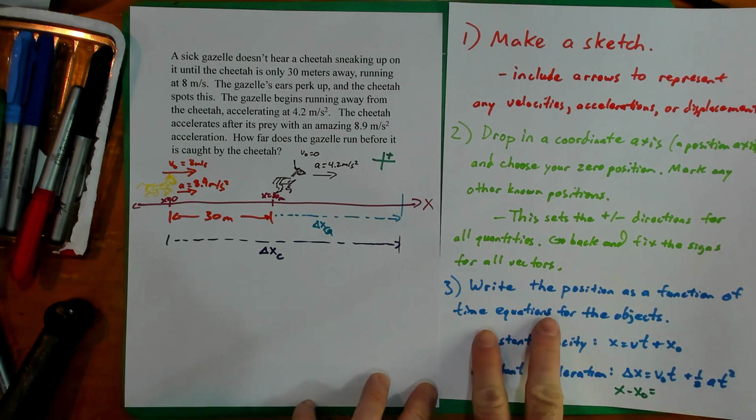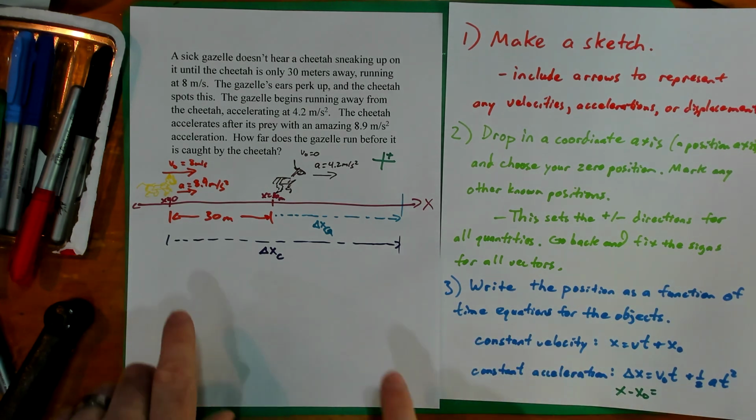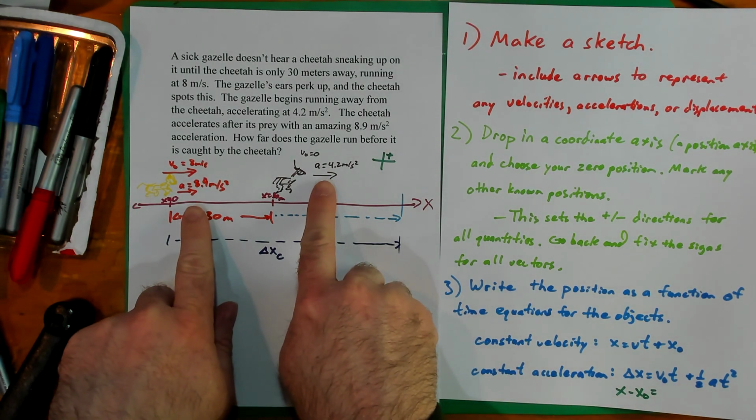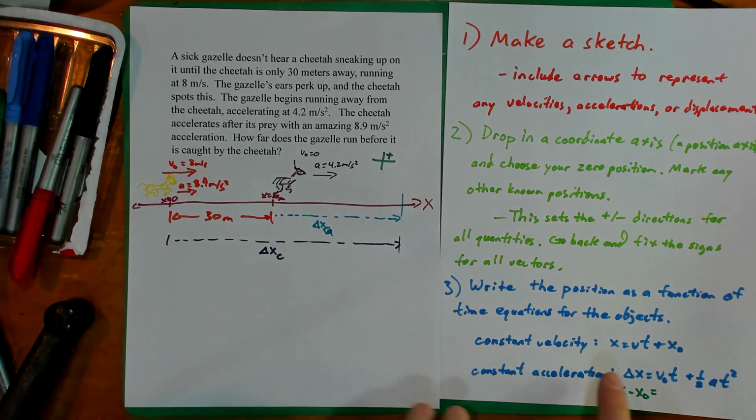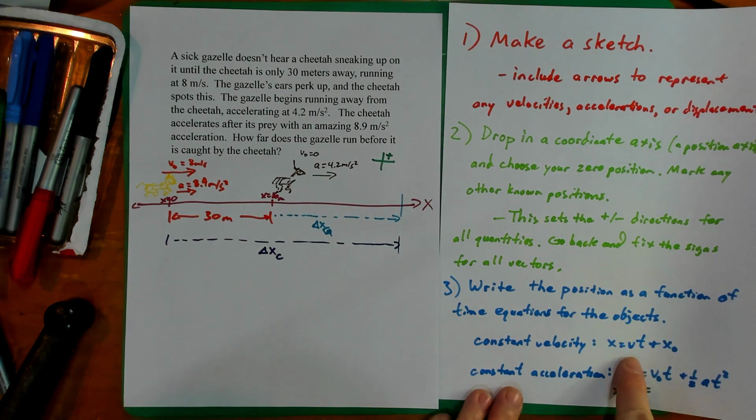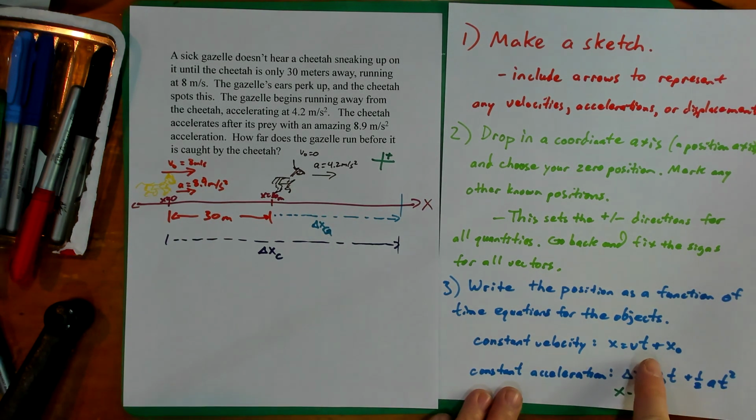So I want to write my position as a function of time equations. Again, both these are accelerating, so they do not have constant velocity, so I cannot use x equals vt plus x naught. That is for constant velocity only. I'm going to end up using this formula.